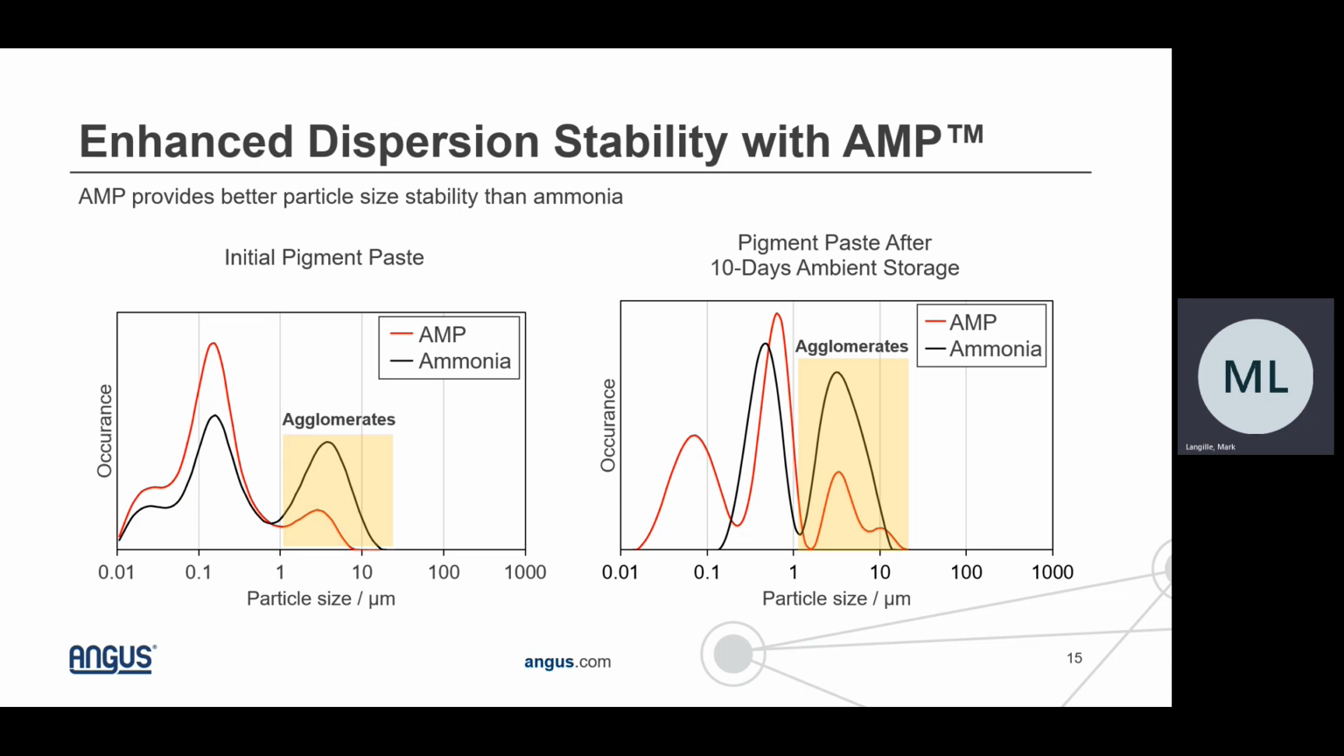However, we took these initial pigment pastes and ran a storage stability test for 10 days at ambient conditions. And we found that while both samples showed an increase in the fraction of agglomerated particles, the ammonia-containing pigment paste had a noticeably higher number of agglomerates. So AMP is helping to not only more quickly disperse the carbon black, but it's also better stabilizing the carbon black and preventing reagglomeration.